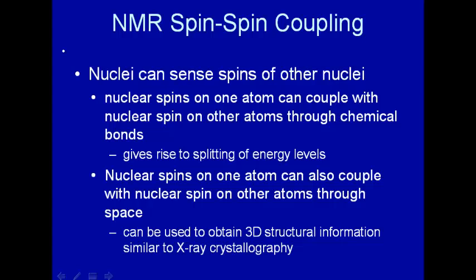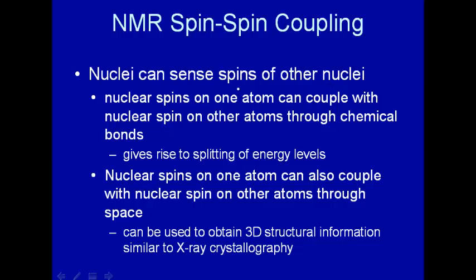We said that there were two effects in NMR that made it useful for chemists. One was the chemical shift, which we talked about earlier. Here we're going to talk about another effect in NMR called spin-spin coupling that gives rise to information that's useful for chemists. The key point, as we said, is nuclei can sense the spins of other nuclei.